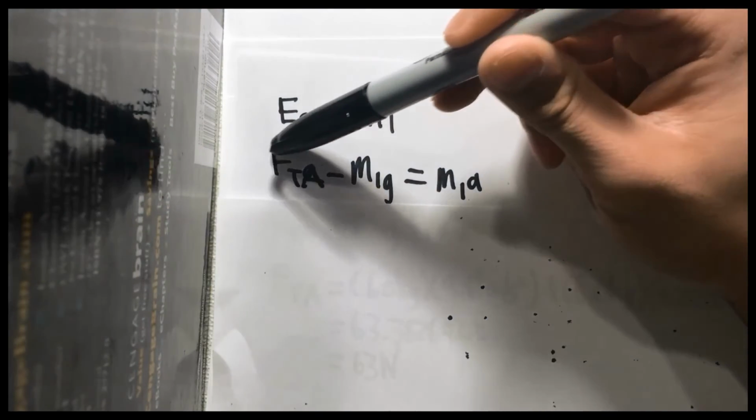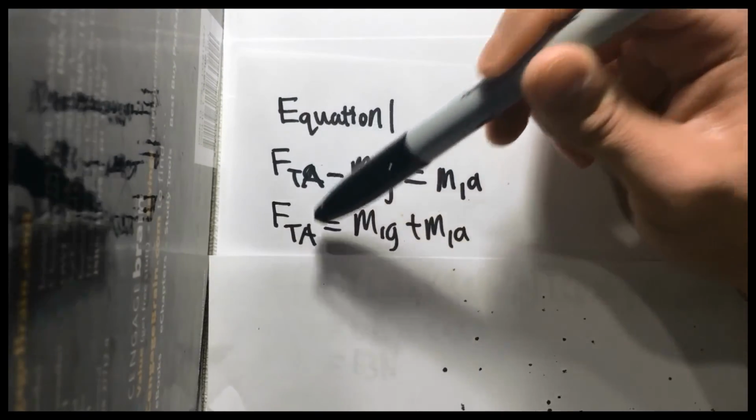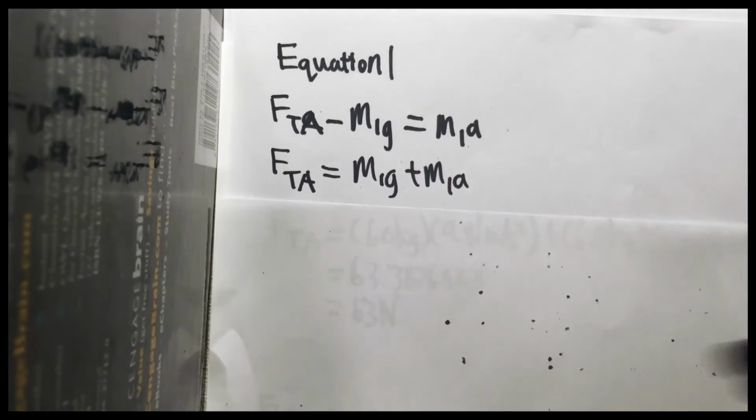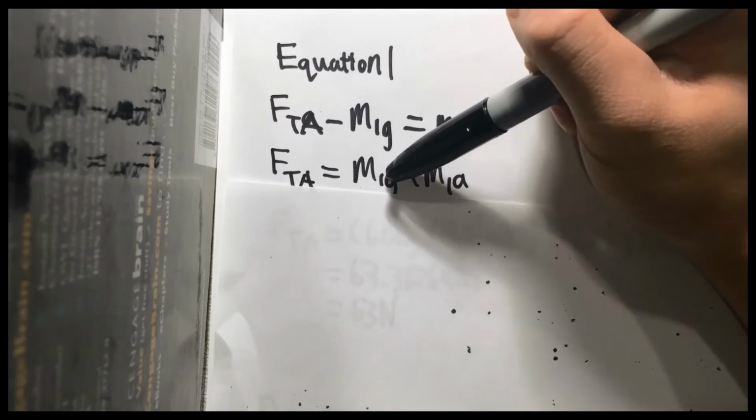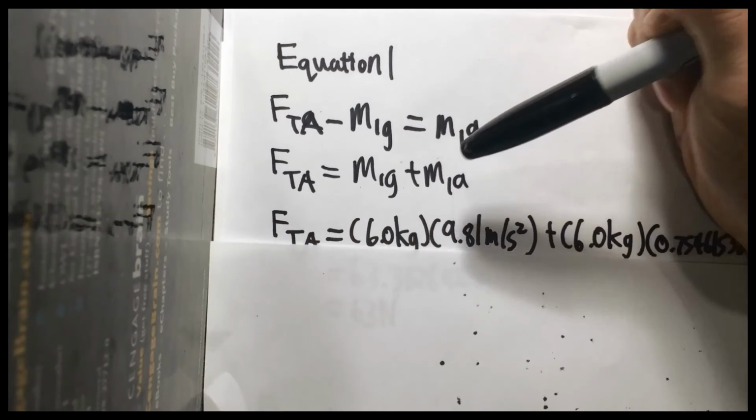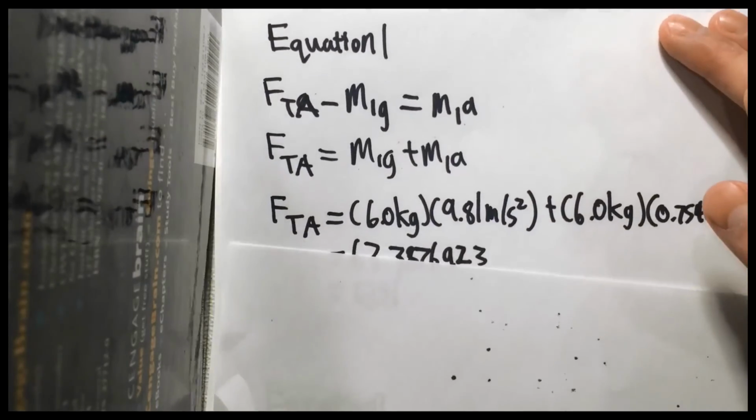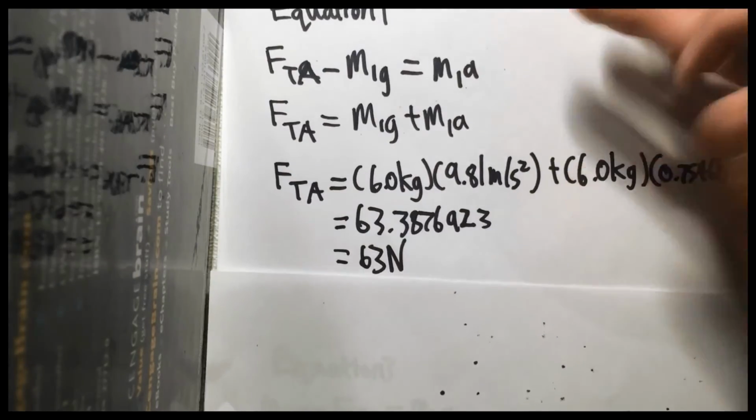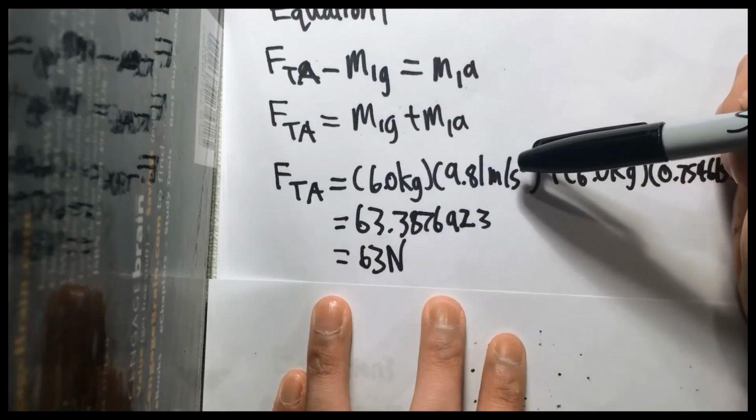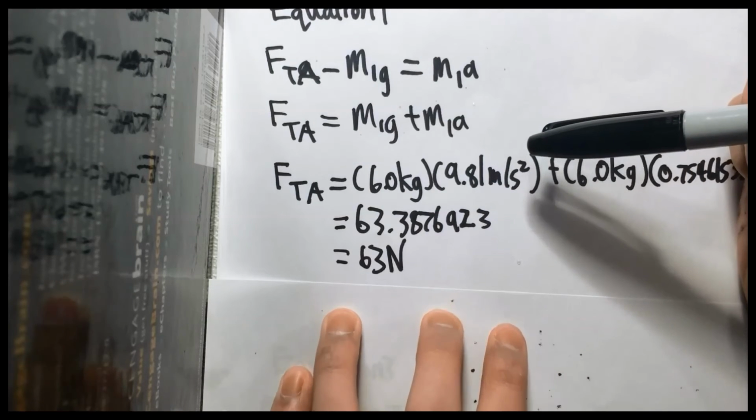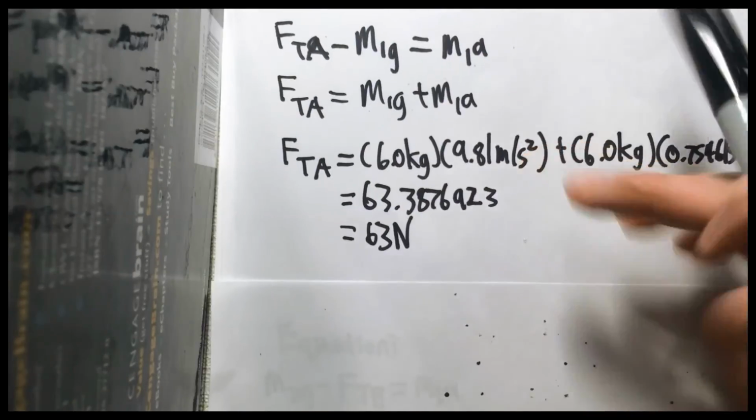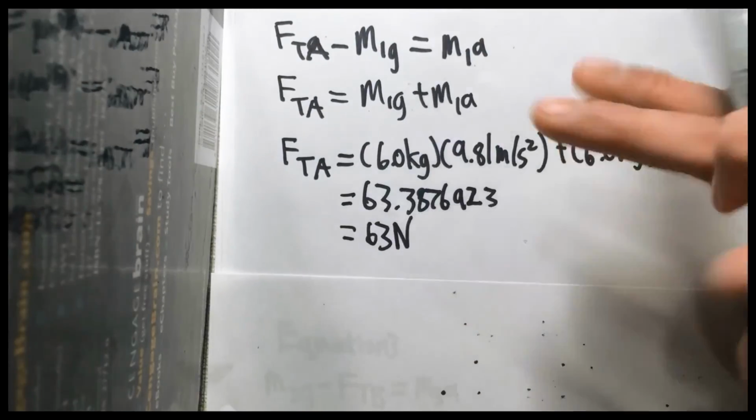We can rearrange to solve for FTA, and that's going to be FTA equals M1G plus M1A. And since we know the value for G, we know the value for M1, we know the value for A, we just need to plug in our numbers. Plug in our calculator, and there we have it. And it's newtons because kilograms meters per second squared is a newton. And so that is going to be our force of tension A, 63 newtons.